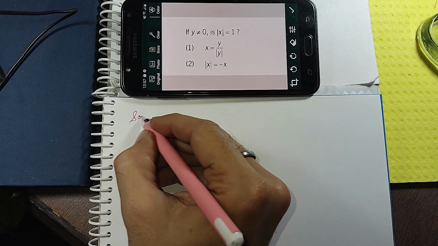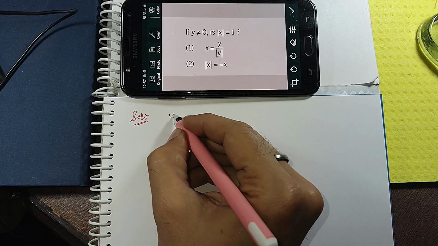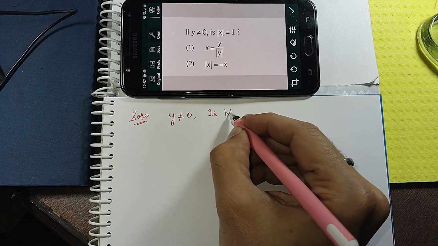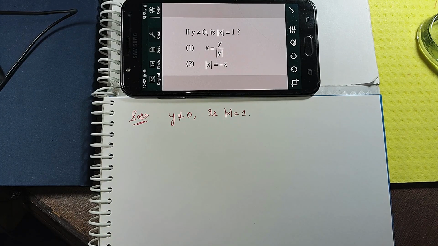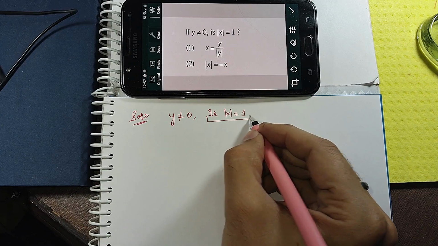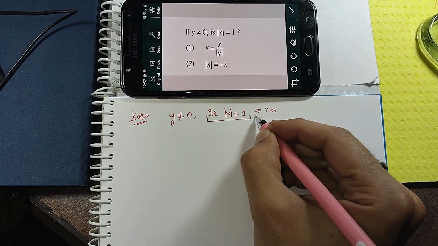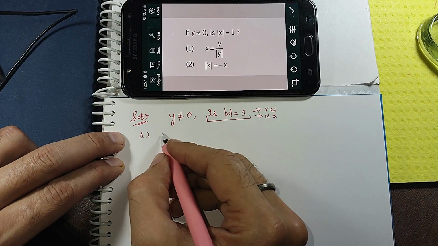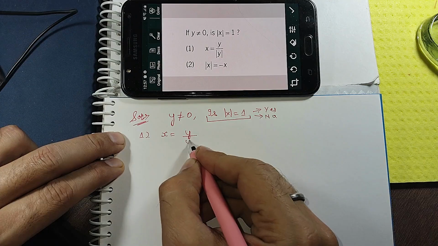If y is not equal to 0, is mod of x equal to 1, right? We need to answer this question, whether it is a sure yes or sure no, right? Now moving to statement 1. Statement 1 says that x is equal to y upon mod y, right?